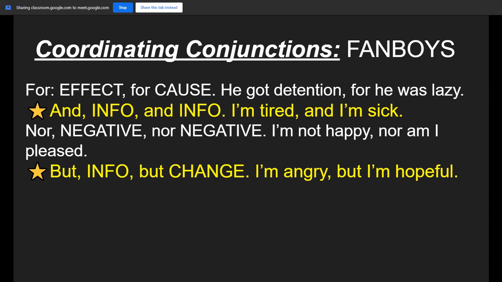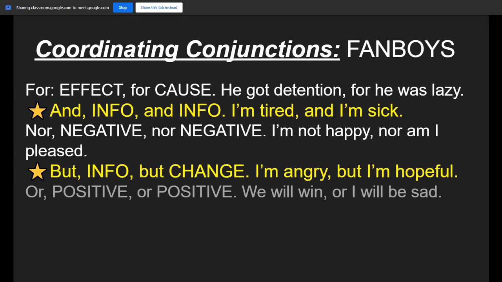With but, we're changing direction. We're giving information and then we're changing it. I'm angry, but I'm hopeful. Okay. Right now, I'm happy, but I'm nervous about how the class is going to go. You know, whenever you're going to change direction on your thoughts, you're going to use the conjunction but.